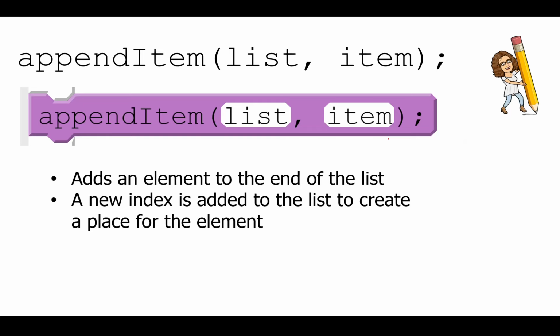Next possible thing you can do with a list is you can append an item. Append item, you're going to provide what list and what item. Now, append item adds a new element to the end of the list. You're going to be like, Marsh, how am I ever going to remember that? Here's how I remember it.